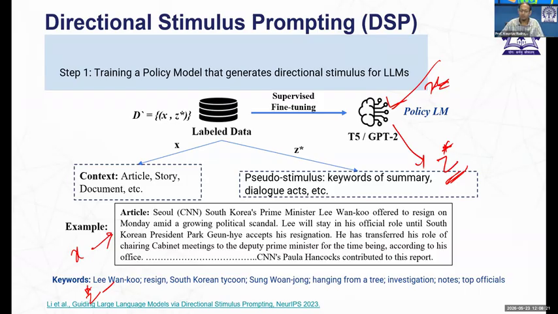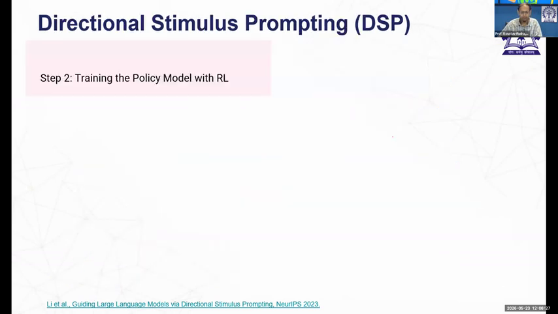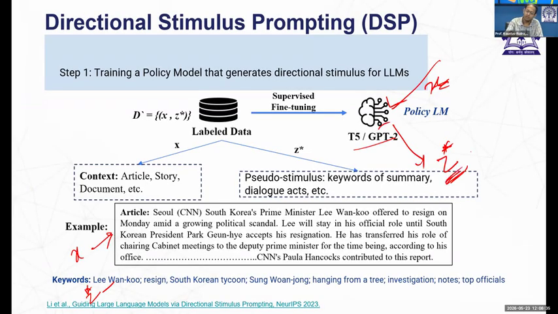And how can I do that? To generate those things, I am using a policy LM. So what is the second step? Training the policy model with reinforcement learning. That means, okay, this policy model is fine, it is generating the keywords, everything. Now, how can I ensure that the keywords are good or bad, or what is the quality of those things?